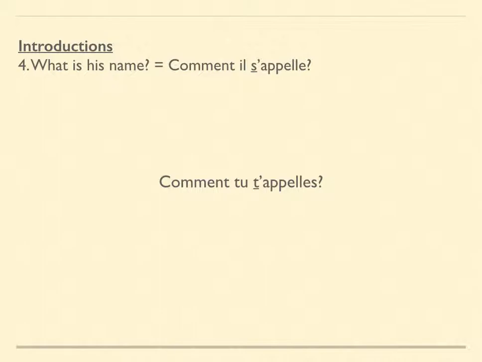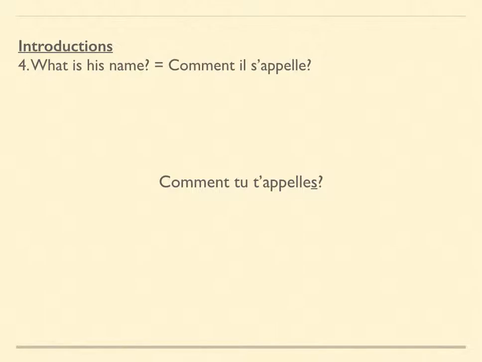We'll talk about why that is later on, but for right now, just know that these are the letters that we have to use to match the tu and the il. A T apostrophe matches tu, an S apostrophe matches il. And then finally, we dropped the final S. Comment tu t'appelles and comment il s'appelle sound the exact same, but this is a very important spelling difference.